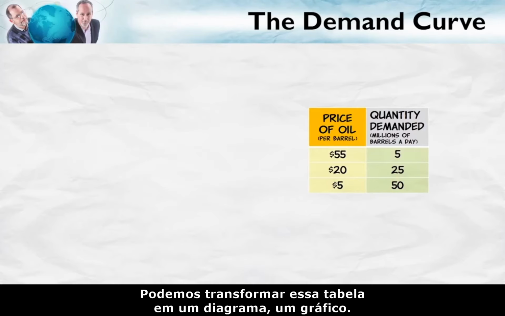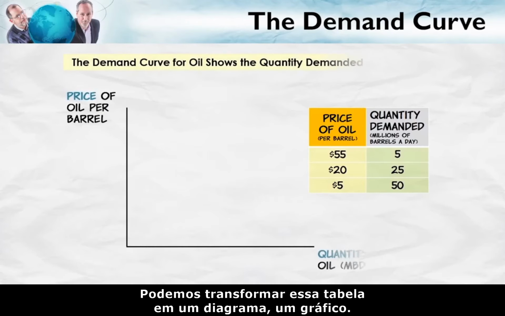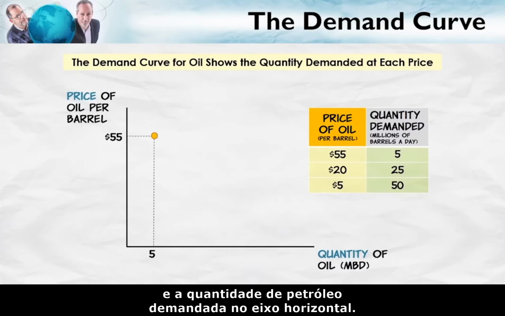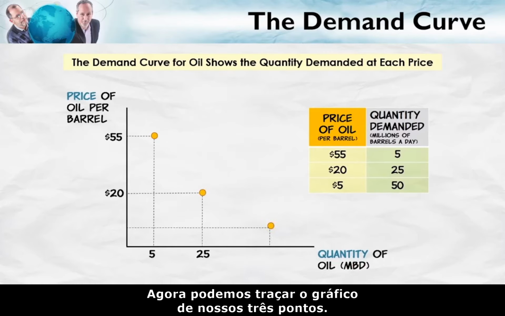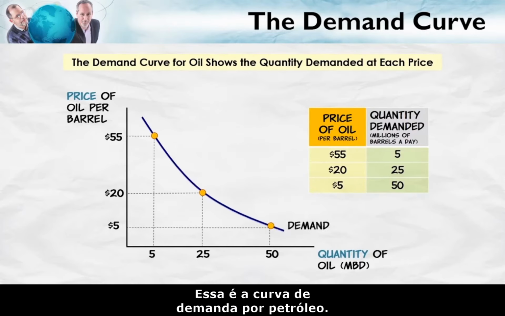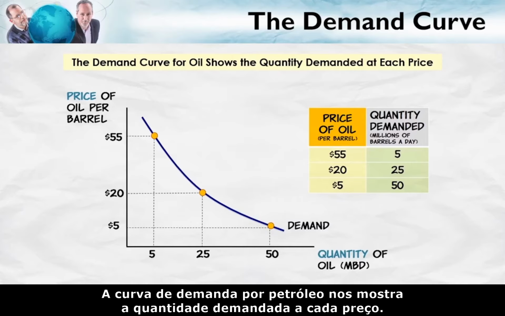We can turn this table into a diagram, into a chart. Let's put the price of oil per barrel on the vertical axis and the quantity of oil demanded on the horizontal axis. We can now graph our 3 points. Let's connect them with a line. That's the demand curve for oil. The demand curve for oil shows us the quantity demanded at each price.